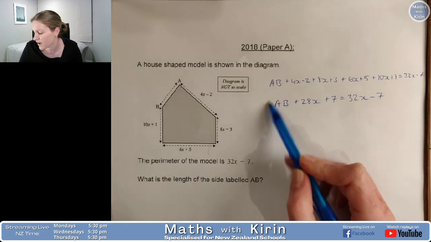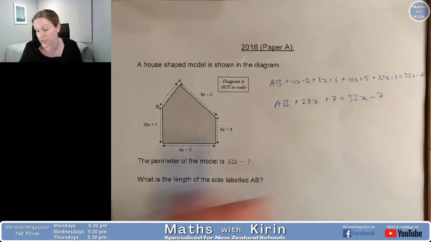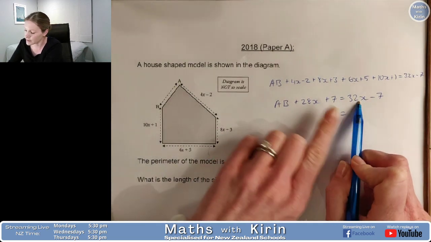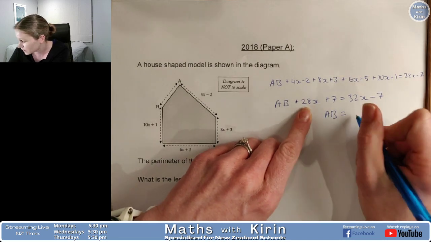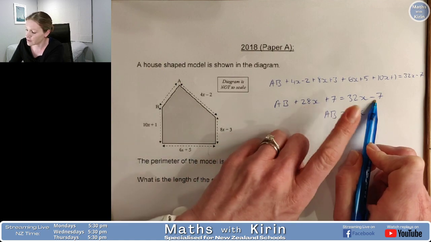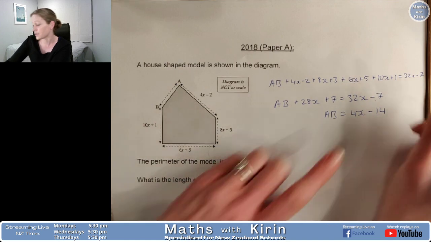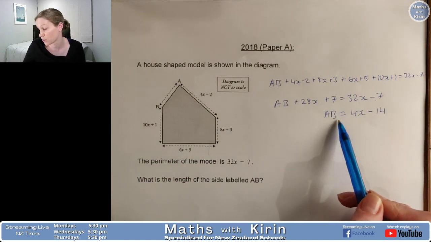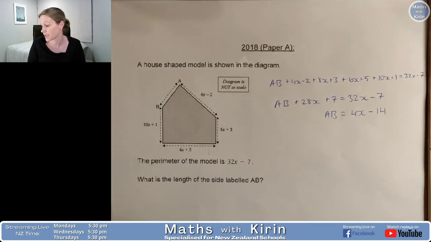Okay, so we want an expression for AB. We're going to move both the 28x and the 7 to the right-hand side, and we're just going to have an expression for AB. So AB is equal to 32x. Bring our 28x across, we need to subtract. So 32 minus 28 is 4x. When we bring our positive 7 across, we subtract it, so negative 7 minus 7 is negative 14. That's as far as we can go. We don't have any other information in order to solve for x or to get a simplified expression for AB. So we just get AB is equal to 4x minus 14.